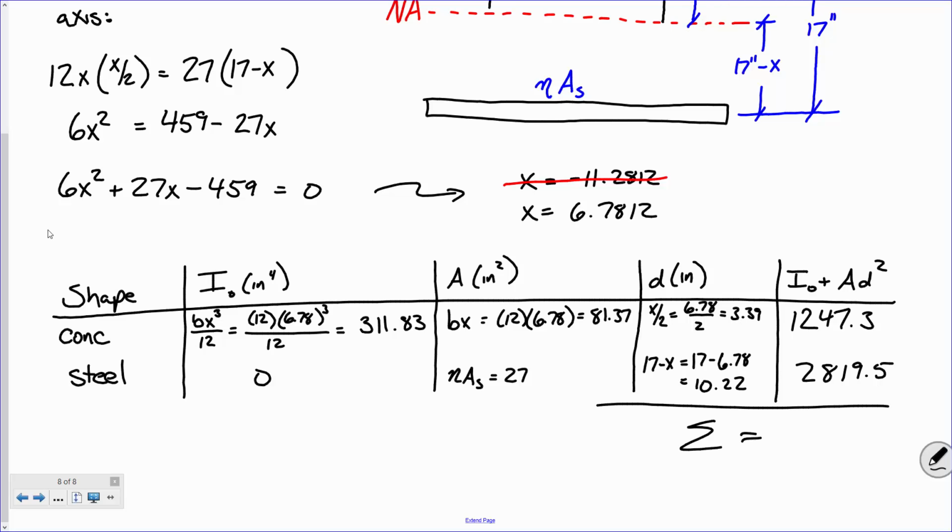Summing that up, if you round all your decimals, you end up getting 4066.7. So therefore, I propose to you that the transformed moment of inertia is 4066.7 inches to the fourth. Is everybody okay with that?